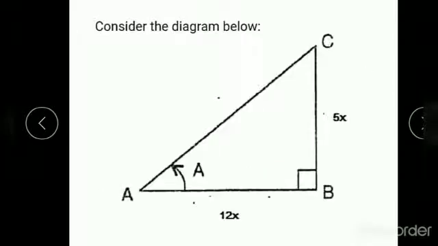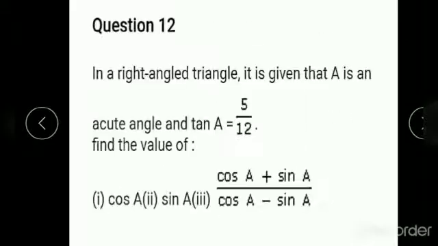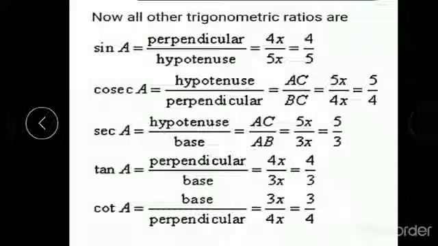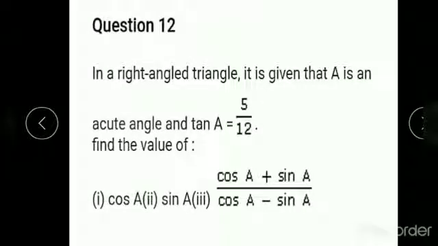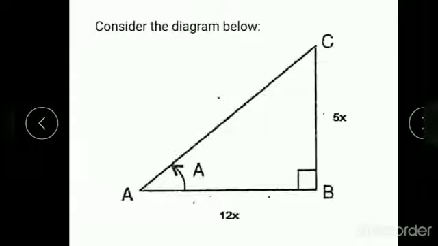So first what you have to do is you have to find out the other side, right? So what is the formula to find tan? Tan is perpendicular divided by base. Okay, so tan is perpendicular divided by base. Perpendicular side and base side is given. You have to find out the hypotenuse. So perpendicular is 5x and base is 12x, and you have to find out what is the hypotenuse AC.